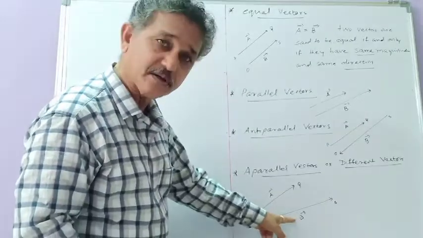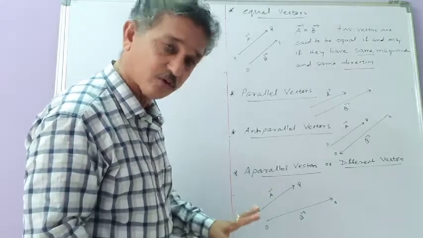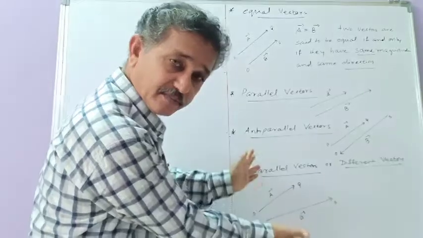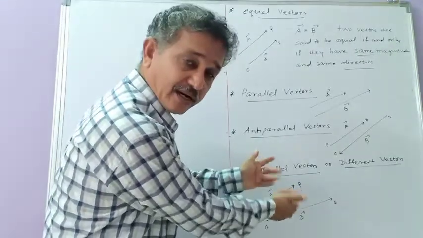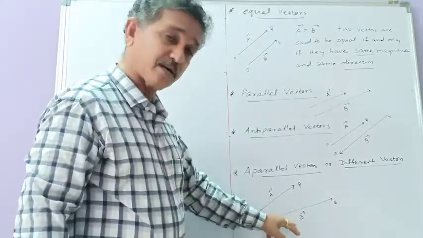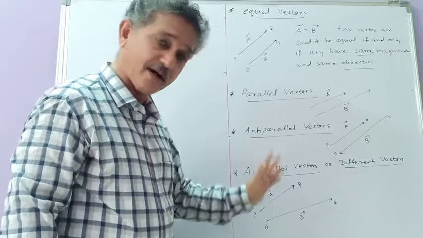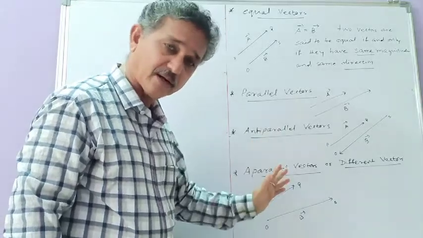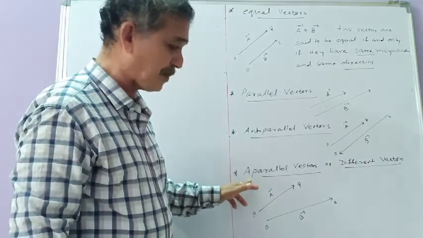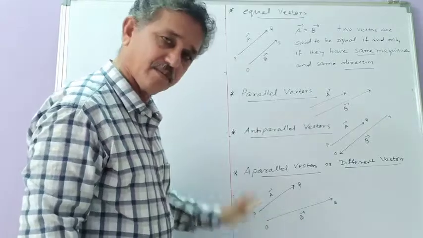Magnitude of vector B is just the distance from O to S, and they are not equal. So they have different magnitudes, as well as diverging from each other. That's why they are neither parallel nor anti-parallel. So vector A and vector B are said to be what? Different vectors. So what is the definition? Two vectors that are neither parallel nor anti-parallel are said to be aparallel vectors or different vectors, just like vector A and vector B here.